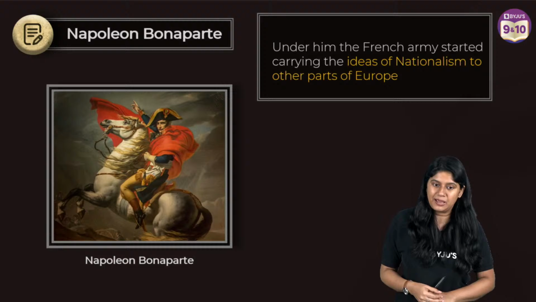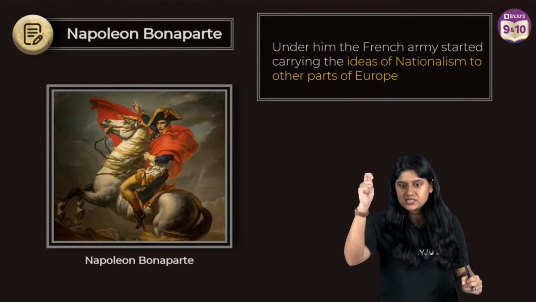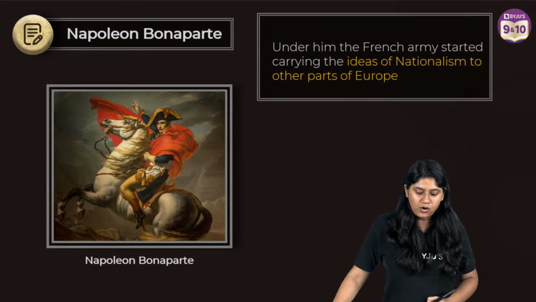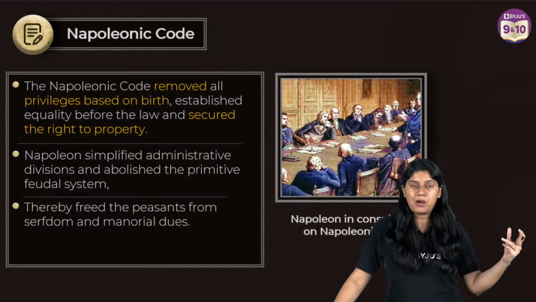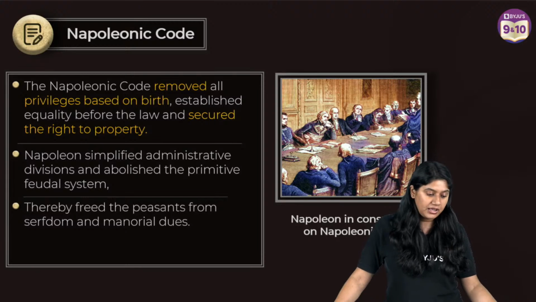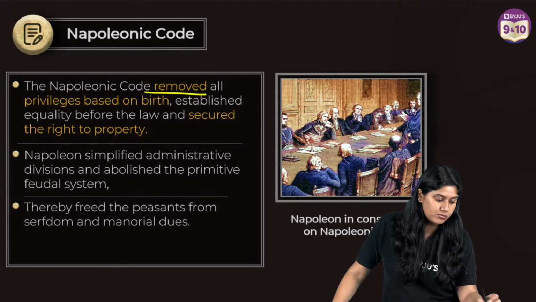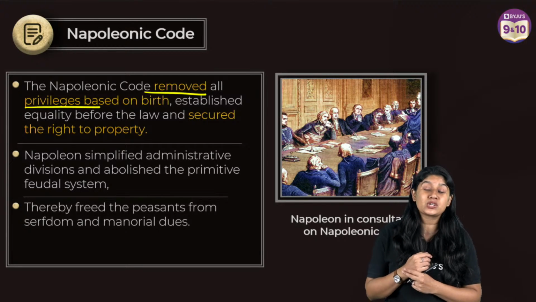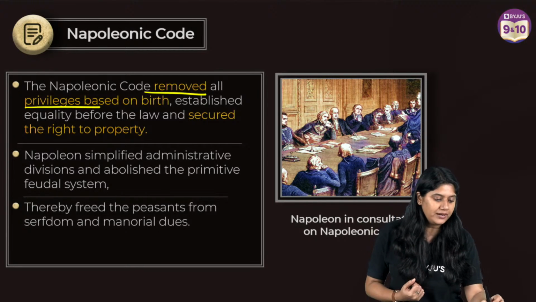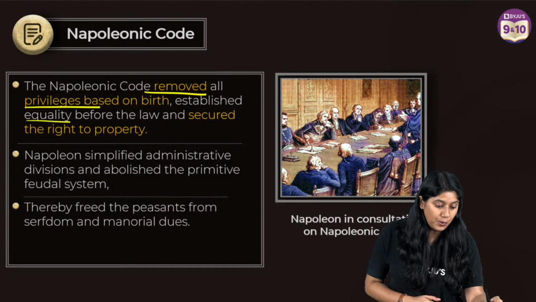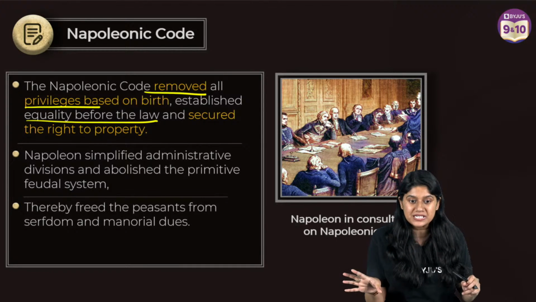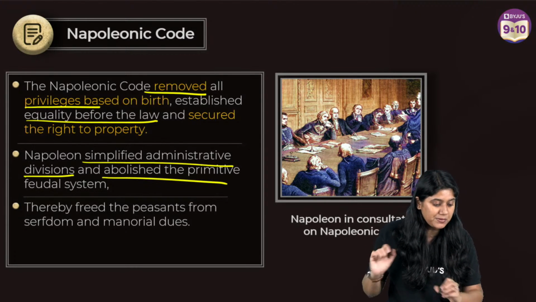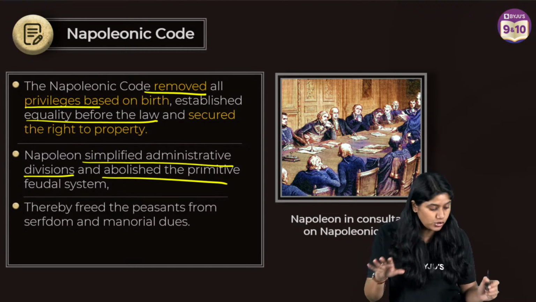So we know that Napoleon came into power. Yes, he first became the army chief, right? He took control of the army, and of course from there, he got into power, and once he got into power, there were various things that he did, right? One of the important things he did was remove all the privileges based upon birth, right? The privileges that people used to get at the time of birth were all removed. There was equality before the laws and he secured the right to property. Very good. Then he simplified the administrative divisions and abolished the feudal system. The tax-giving system was also removed, right?